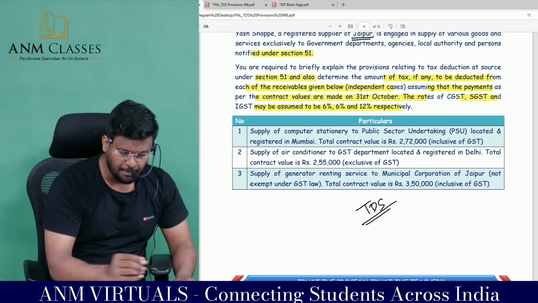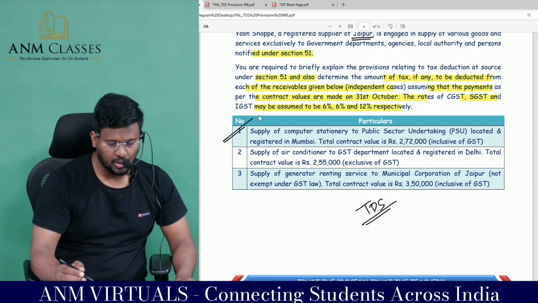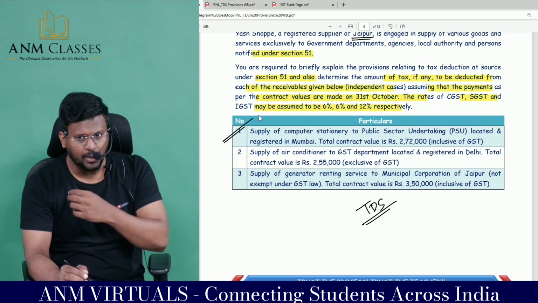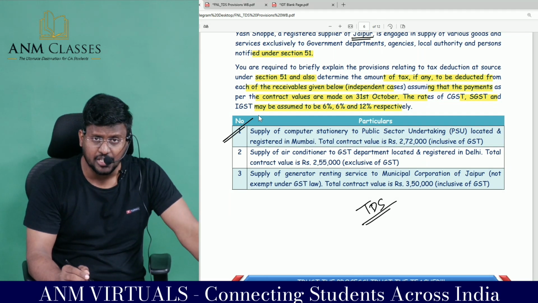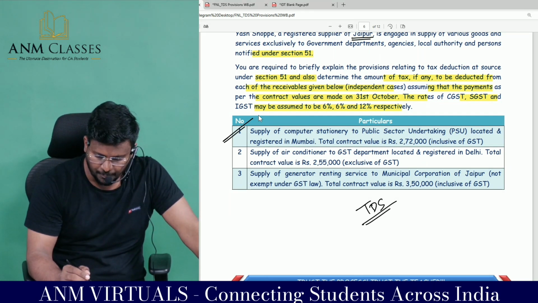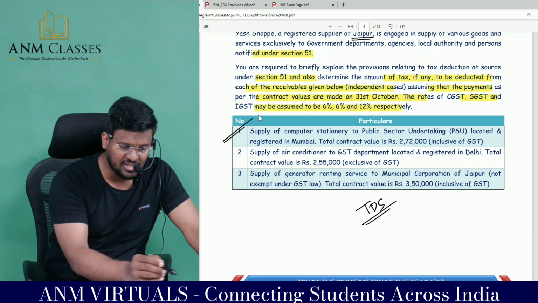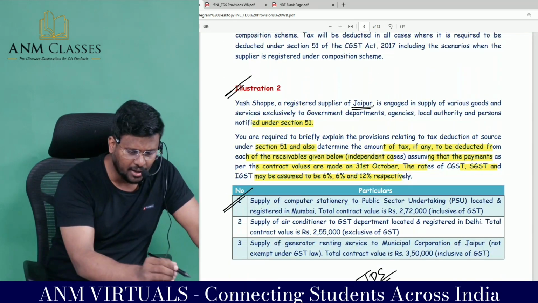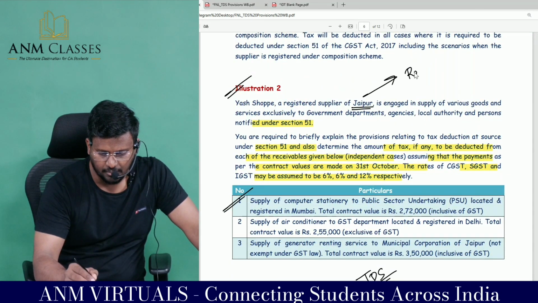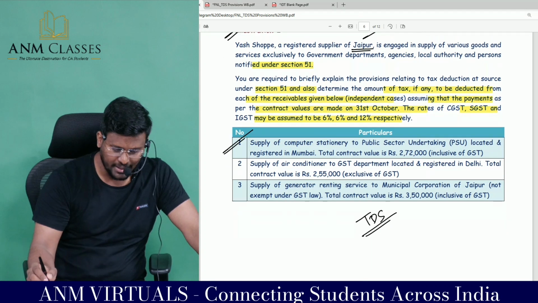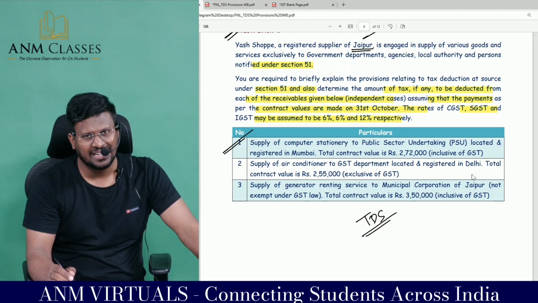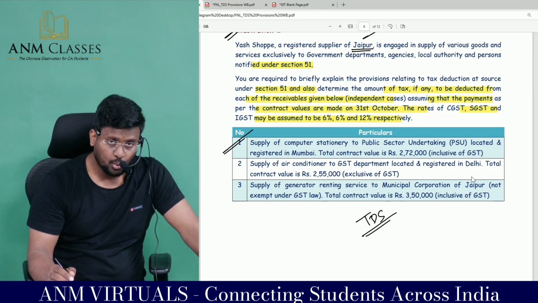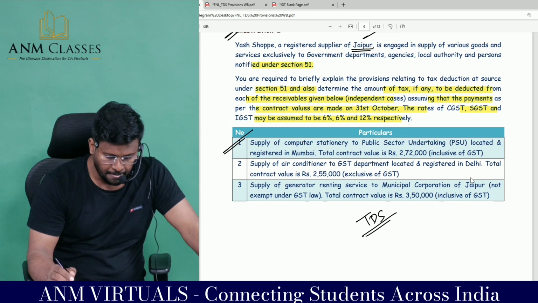Supply of computer stationery to PSU. That means our person has supplied to a PSU, public sector undertaking. PSU is a notified person under section 51, located and registered in Mumbai. Where are we? We are in Jaipur, Rajasthan. We are in Rajasthan, but we supply to Mumbai. That means it's an interstate supply. No need to check the exception.